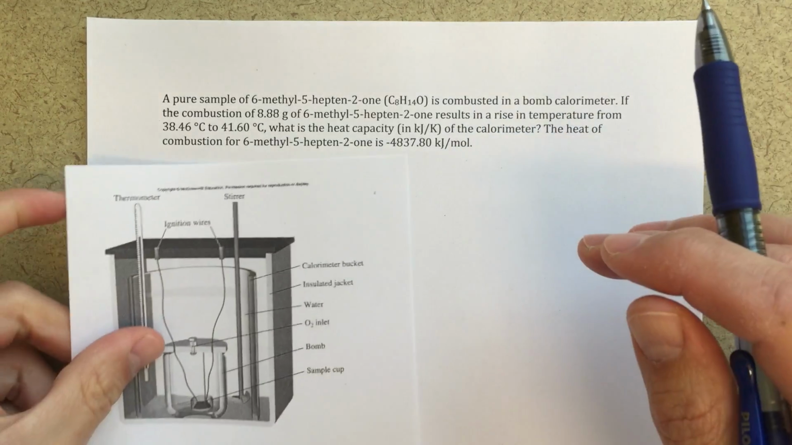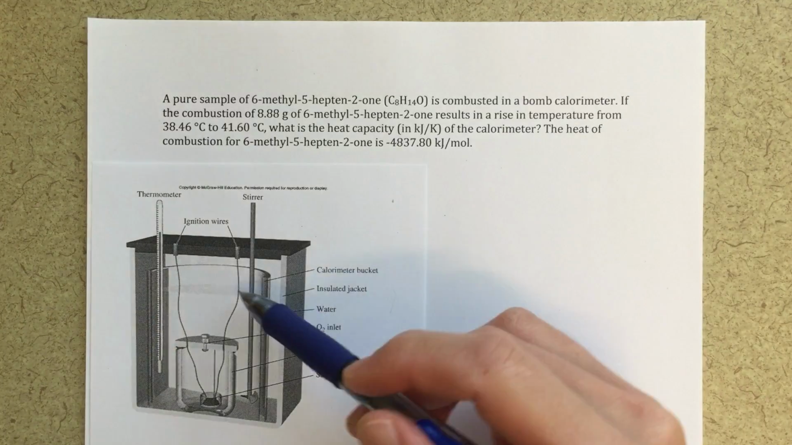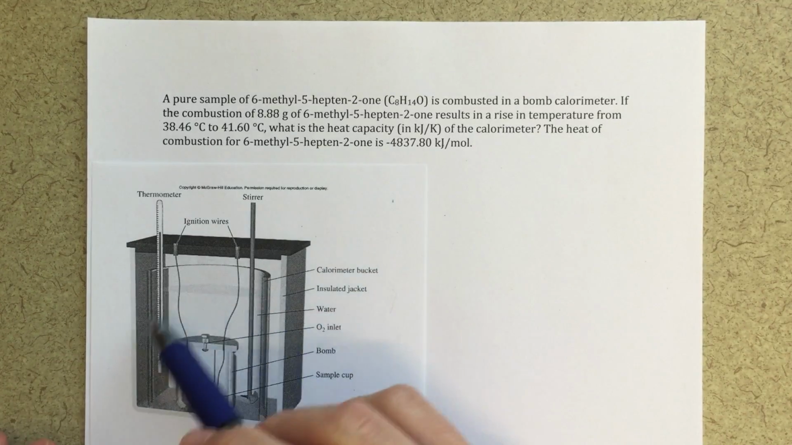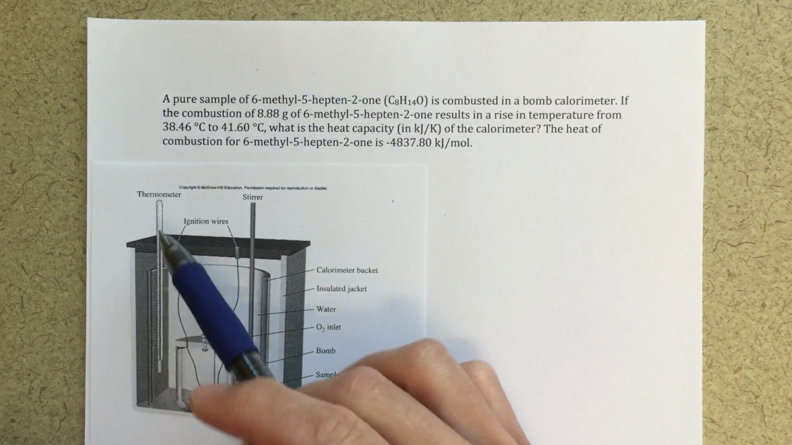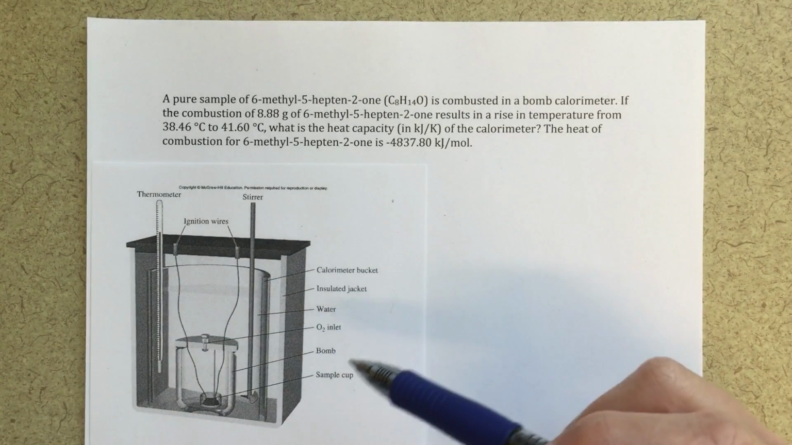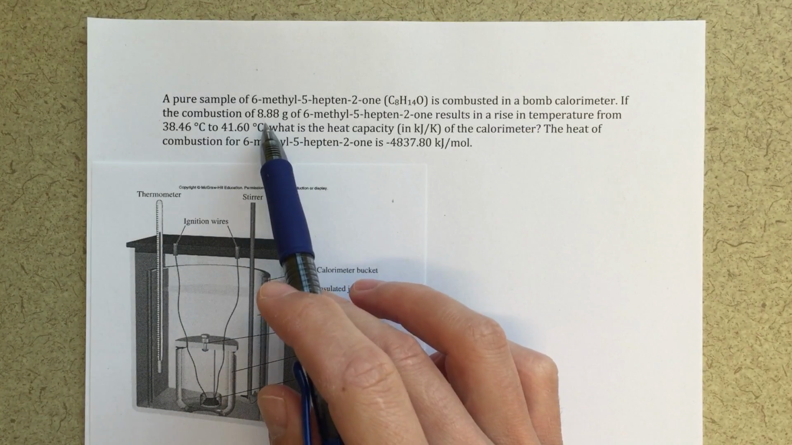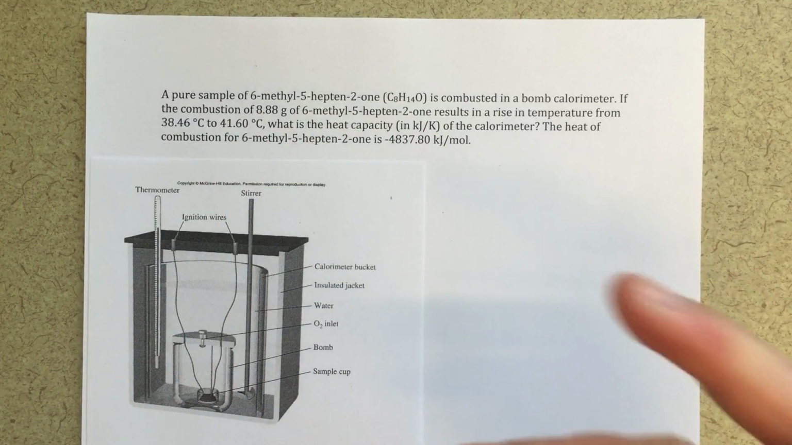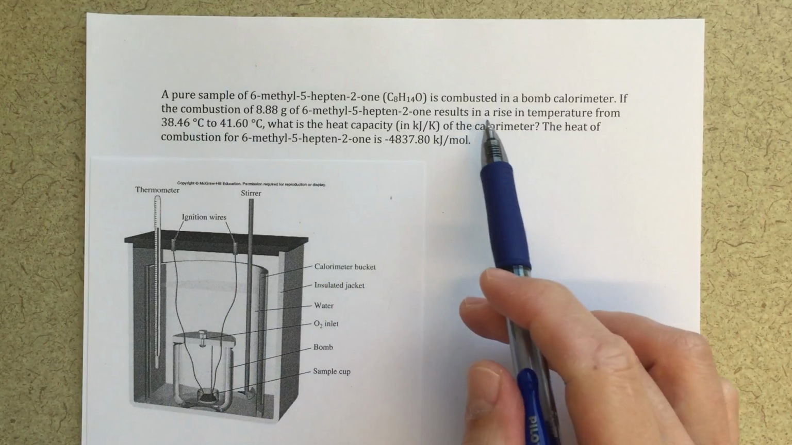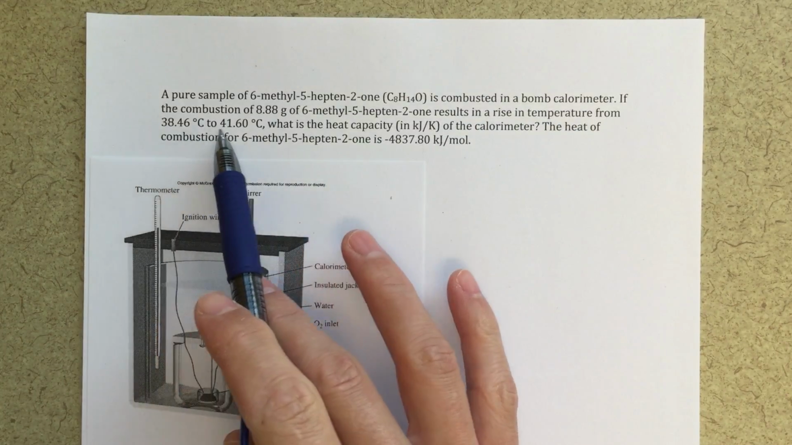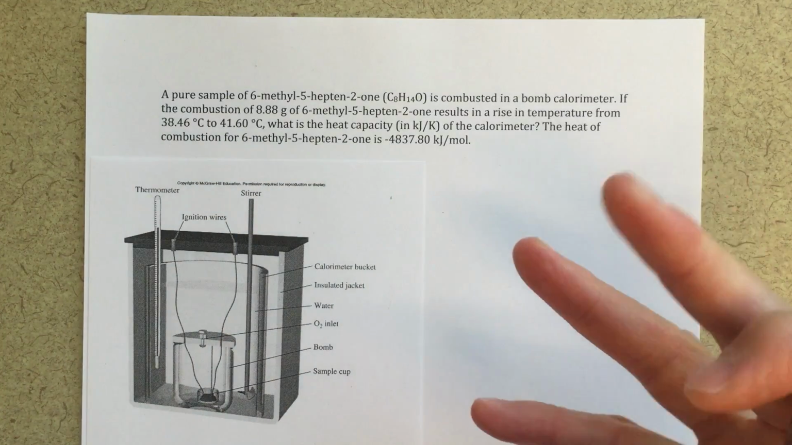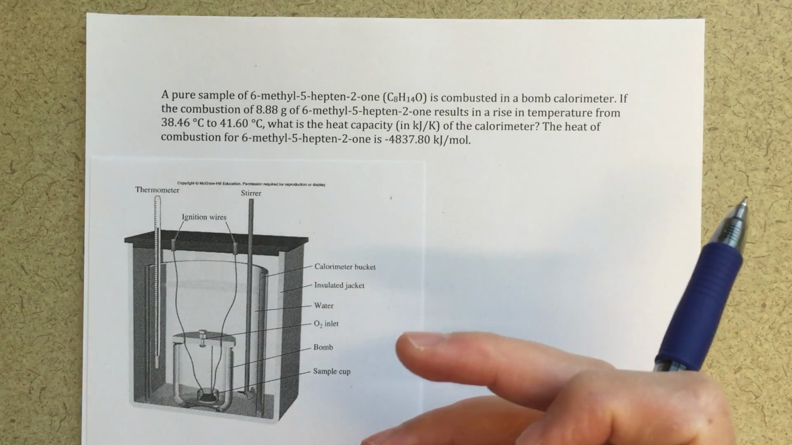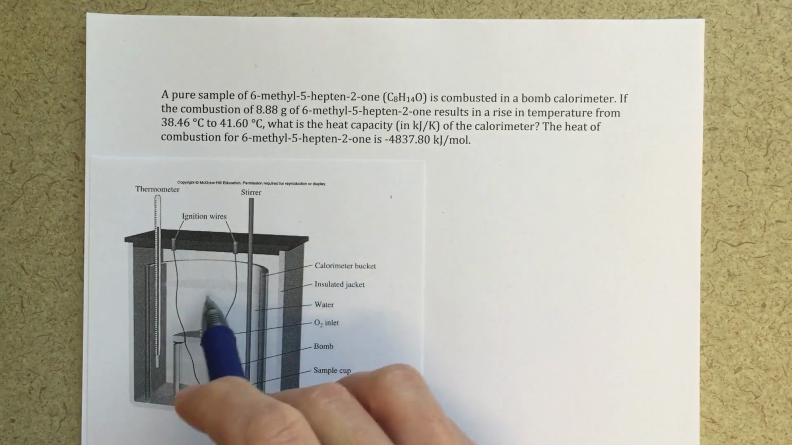So remember what a bomb calorimeter is. Here's my picture of that. It's this bomb chamber where we can do a chemical reaction, energy can be released to the water, and then the temperature of the water will go up. So this is what we're going to be utilizing in this problem. If the combustion of 8.88 grams of our C8H14O, so that's the amount that we put into the bomb calorimeter, results in a rise in temperature from 38.46 to 41.60, so the temperature goes up as the reaction goes, meaning that reaction must be exothermic, then the energy is going to be absorbed by this bomb calorimeter.